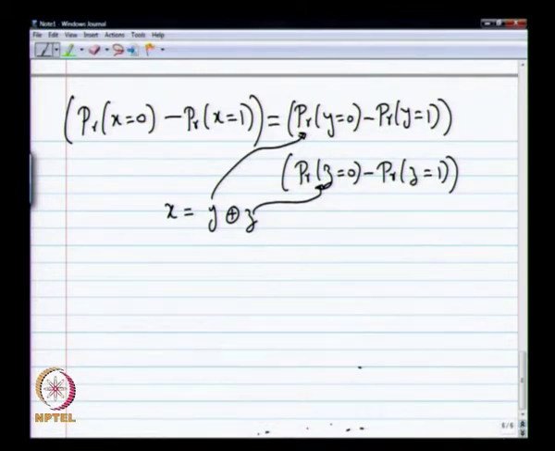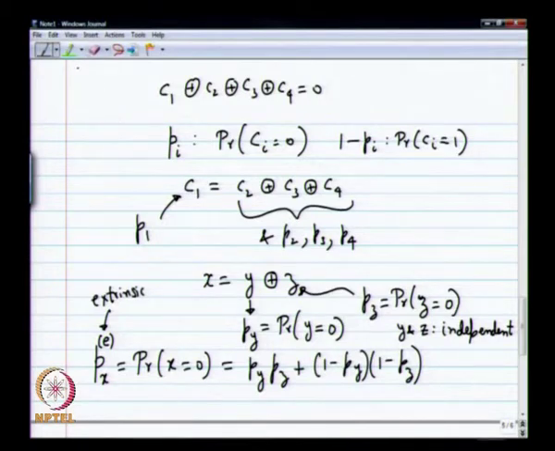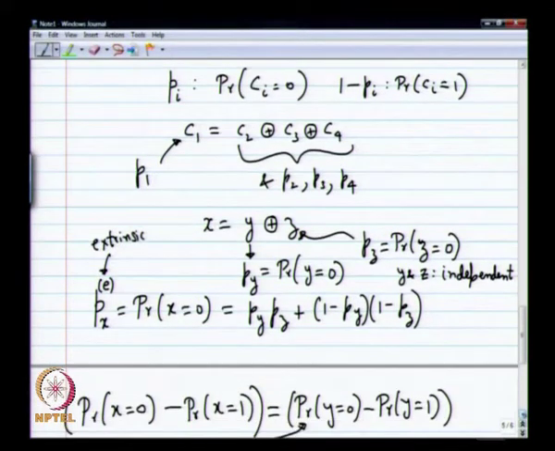So, you can simplify this. It does not seem very obvious from this equation, okay. Probability of x equal to 0 minus probability of x equal to 1, it does not seem very obvious from this, but you can simplify it and you can write it this way. So, if you want, I will quickly show you how that works out.